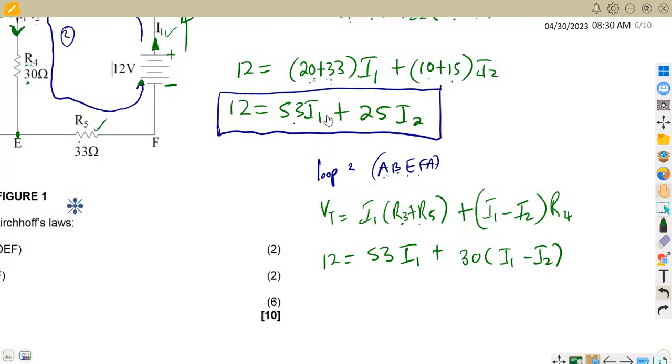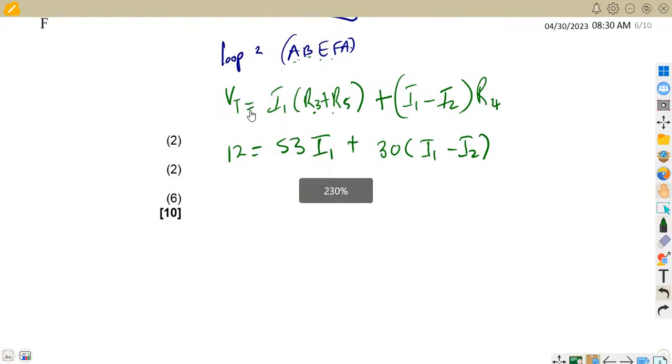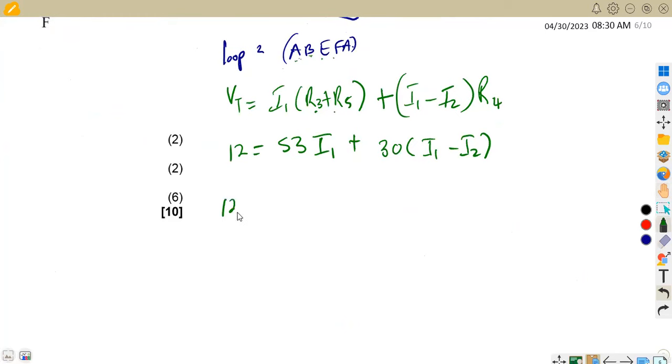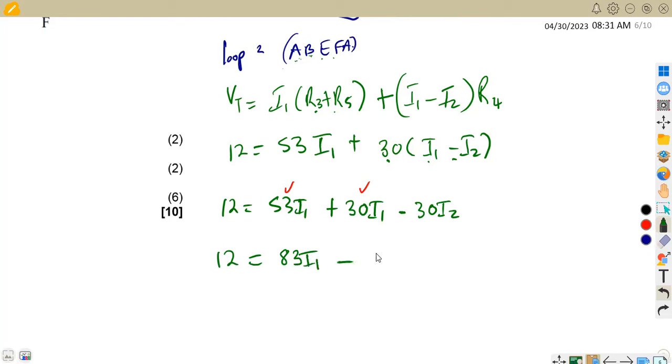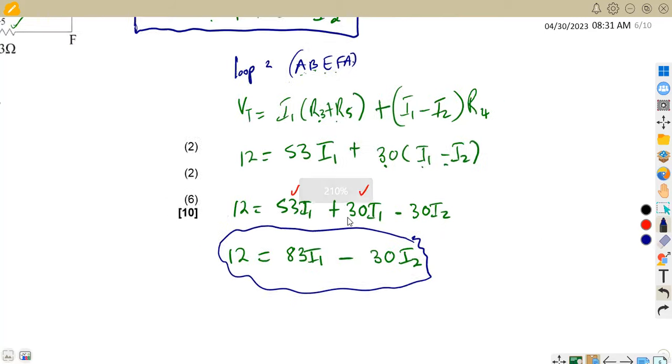So we have to expand this bracket so that we can formulate an equation for this loop. Expanding this, we are going to have 53 I1 plus 30 times I1, which is 30 I1, and 30 times minus I2, which gives us a negative 30 I2. Collecting like terms, 53 plus 30 gives us 83. So you're going to have 83 I1 minus 30 I2. This is the second equation that we have formulated from loop 2.